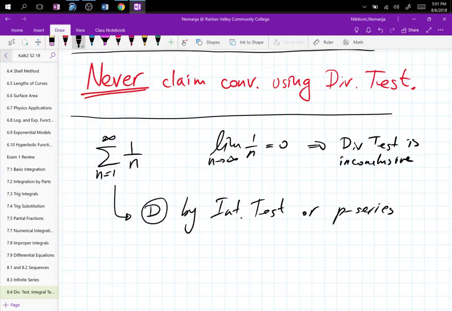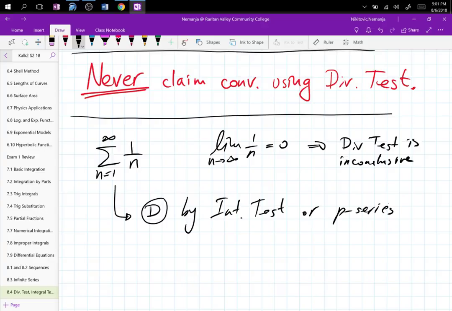You know, be very careful with this test. If you see that the limit is equal to 0, you immediately have to move on. So if you see limit equal to 0, you immediately move on because the test is inconclusive. When the limit equals 0, you can still get divergence.